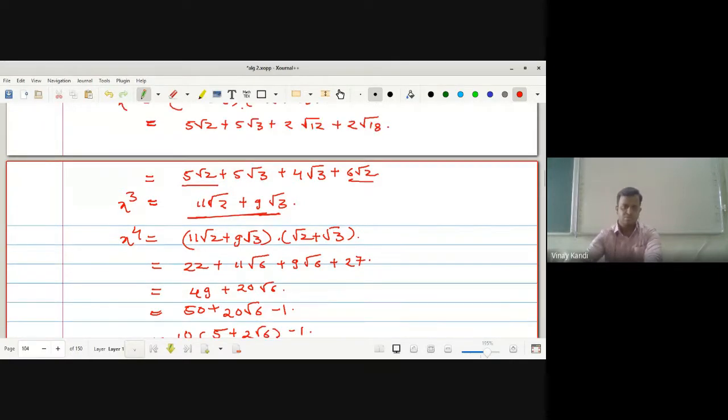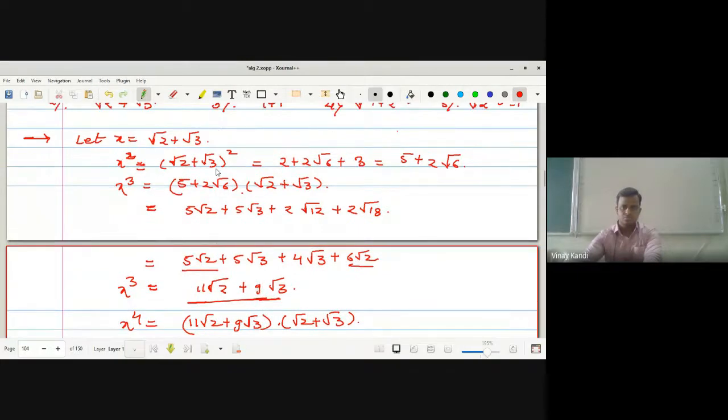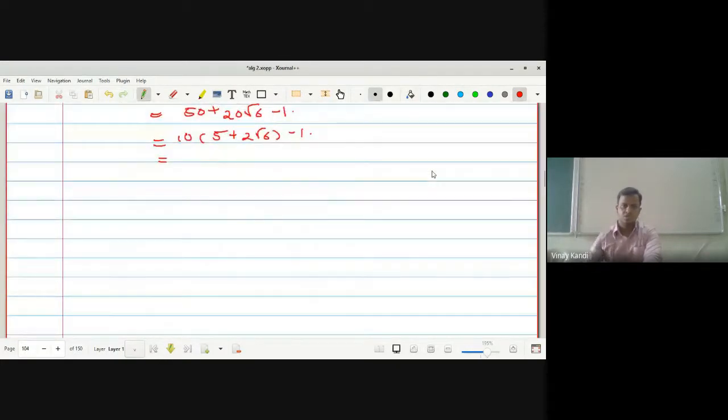5 plus 2 root 6, that means x square is yours. This is 10 x square minus 1. This is x to the 4. This implies x raised to 4 minus 10 x square plus 1, which is equal to p of x.